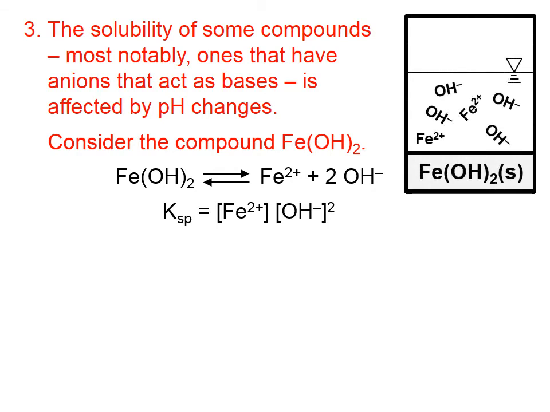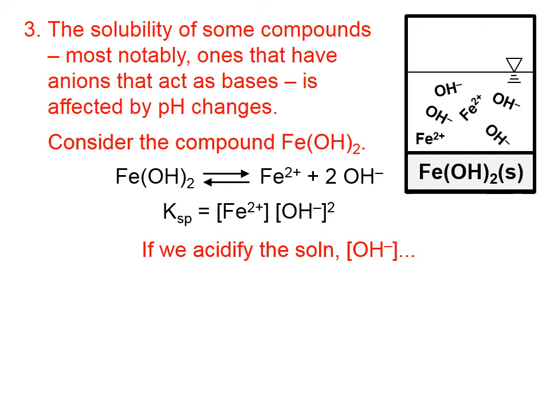Visually, what we have here is in the upper right corner, we've got a beaker, and in the bottom of the beaker we have the solid compound. Then the beaker is filled with water to a certain level, and there are a few iron 2 ions and a few hydroxide ions floating around in the solution.